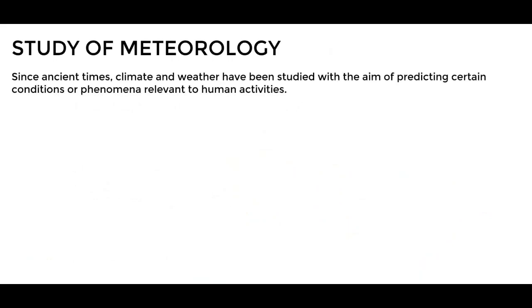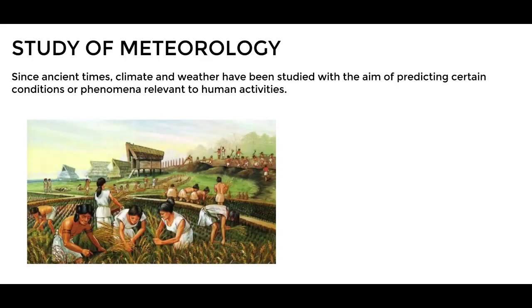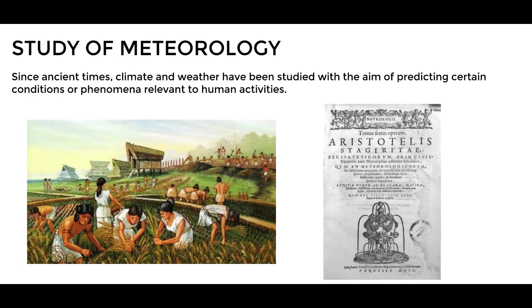Now, it is evident that atmospheric conditions have a significant impact on human life. That's why, since ancient times, climate and weather have been studied with the aim of predicting certain conditions or phenomena relevant to some human activities, such as agriculture. Its importance has been so great that the study of climate dates back to 340 BC, with the publication of Meteorologica by Aristotle, where there was already speculation about the factors influencing the atmospheric conditions.